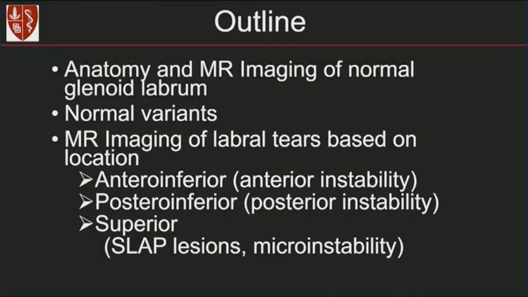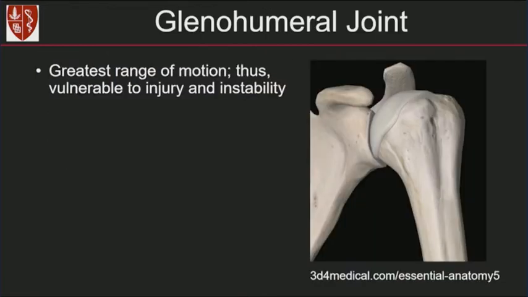We'll go through the anatomy and MR imaging of the normal glenoid labrum, talk about the normal labral variants, and then focus our attention on labral tears based on the location: anterior inferior, posterior inferior, and superior labral tears.